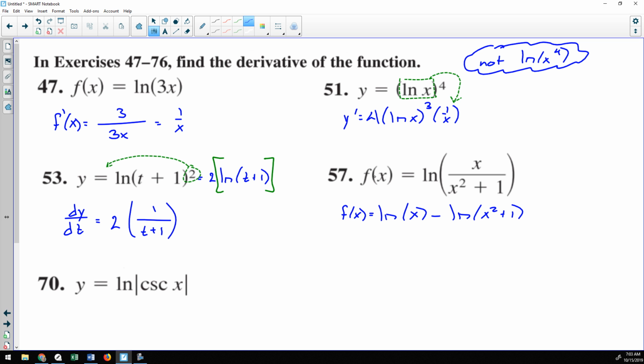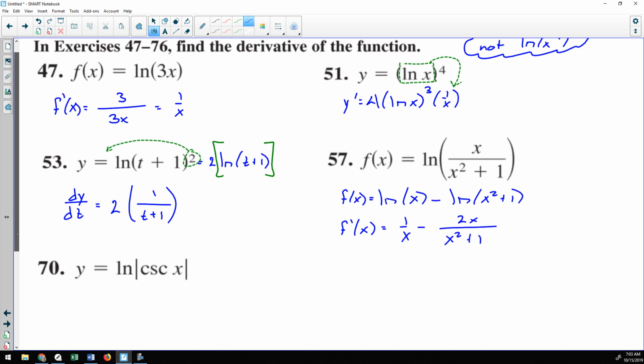And in using that property of logs that you learned in pre-cal, I now have an easier derivative, because I no longer have a chain slash quotient thing going on. The derivative of natural log x is 1 over x minus the derivative of natural log of x squared plus 1: the x squared plus 1 goes on bottom, and the derivative of that goes on top, and you're done. Significantly easier than doing the quotient rule.